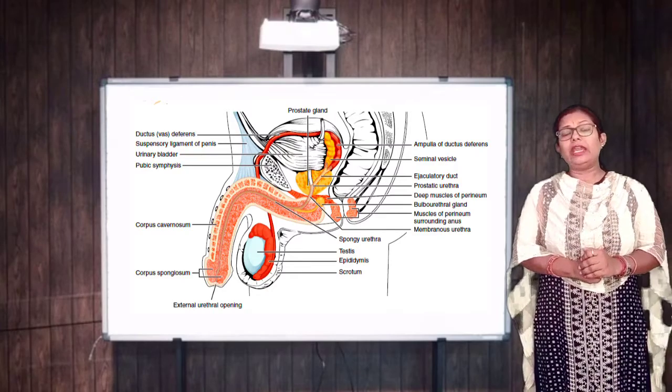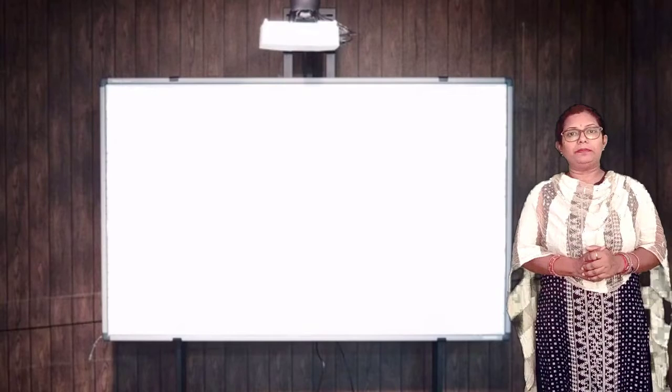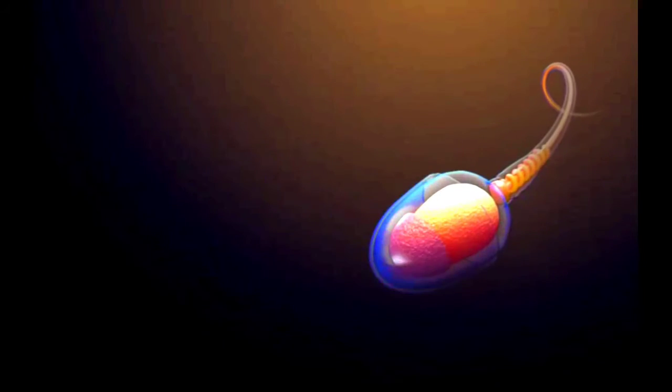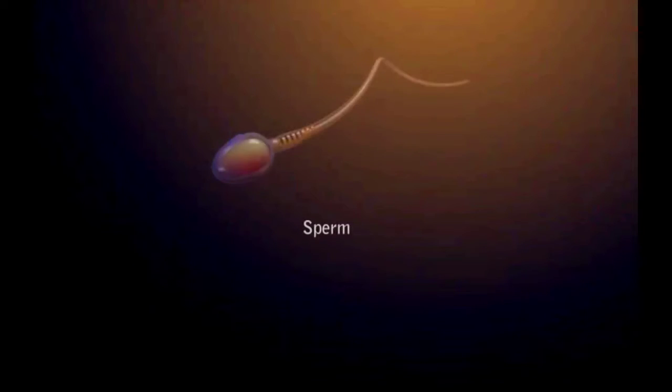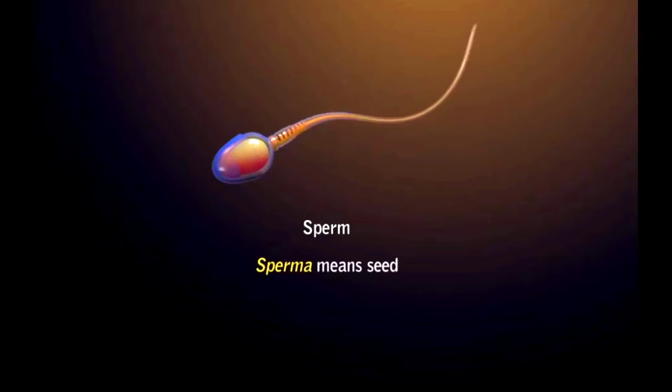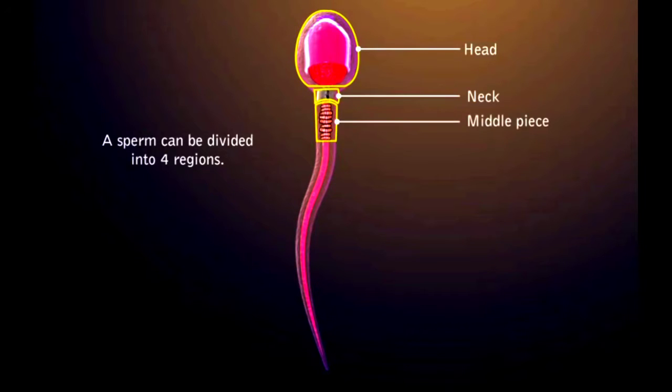Now we will study about the structure of male gamete, that is sperm. Let's study the structure and function of a sperm. The term sperm refers to the male gamete, which is derived from the Greek word sperma, which means the seed. A typical sperm consists of 4 parts. These are the head, the neck, middle piece, and tail.